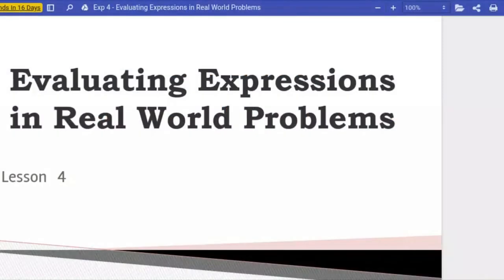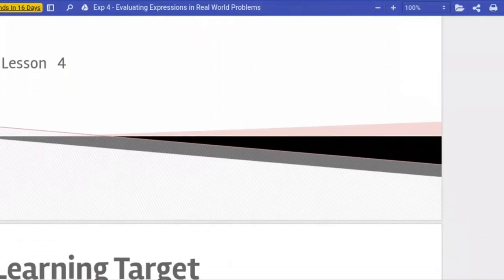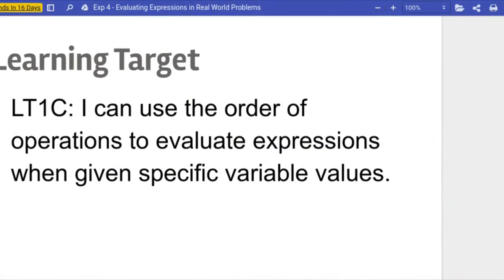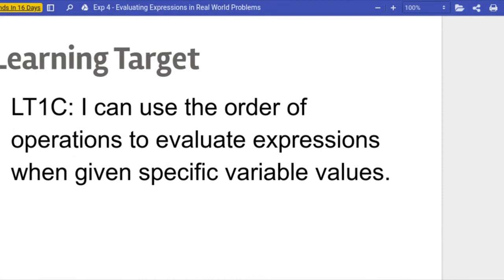Welcome, I am Mrs. Tonioli, and today we are going to be learning about evaluating expressions in real-world problems. So we're going to take what we learned last time and apply it to some real-world situations. So our target today is to be able to use the order of operations to evaluate expressions when we are given a specific value for the variable.